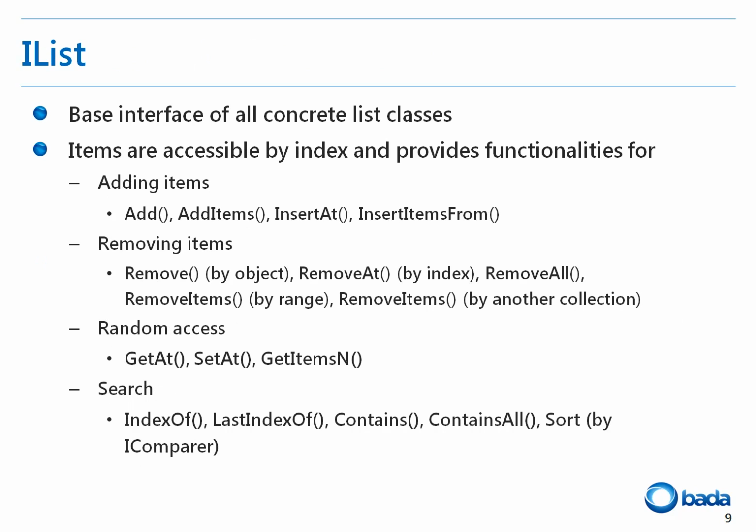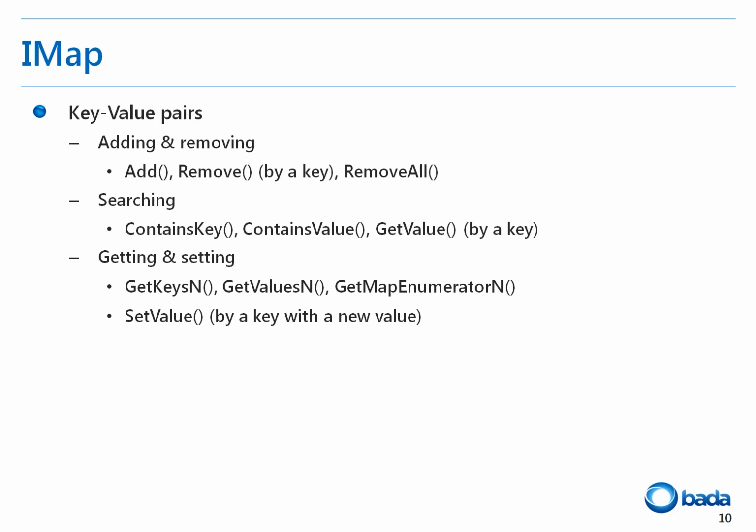The iList interface is the basic interface of all list classes. The iList interface provides the functions to add or remove objects, to get items at a specific index, and to find an item in the list. The actual implementation of the iList interface is through the ArrayList class and the LinkedList class. Additionally, an iCompare interface needs to be defined to sort the objects in the list. I'll discuss the iCompare class in more detail later.